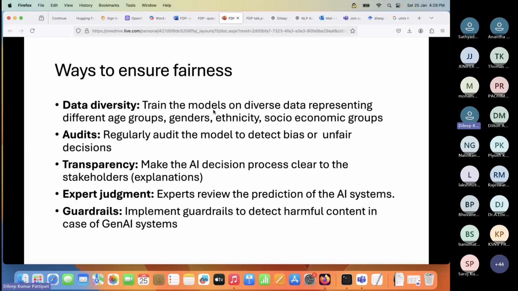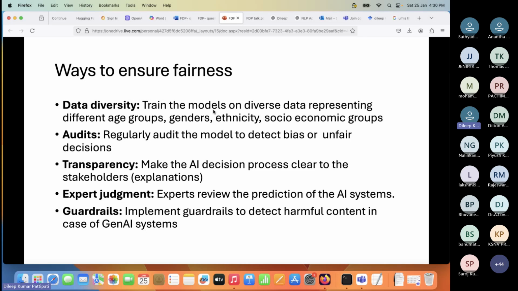So what are the different ways to ensure fairness? First, train the model on diverse data: different age groups, genders, ethnicities, even socio-economic groups. And then once the model is deployed in production, you need to regularly audit the model to detect bias or any unfair decisions.